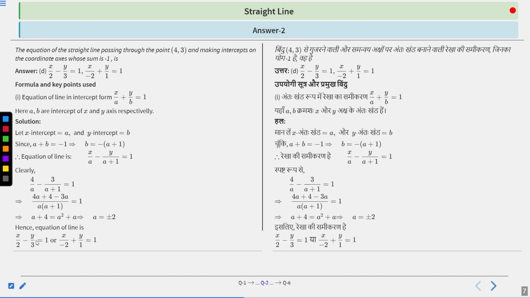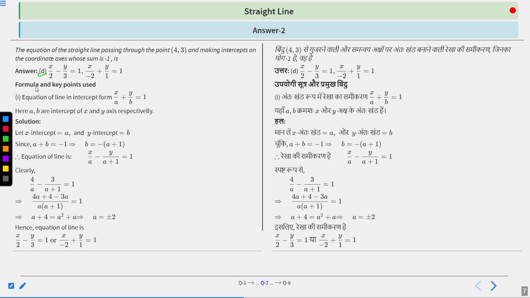Therefore, the equation of the straight line can be calculated as follows. When you take a as plus 2, then b is equal to negative of (a plus 1), so b will be negative 3. And if a is negative 2, then b will be 1. So let's put the values of a and b. Hence the equation of the line is x by 2 minus y by 3 is equal to 1, or x by negative 2 plus y by 1 is equal to 1. So option D is the right choice.